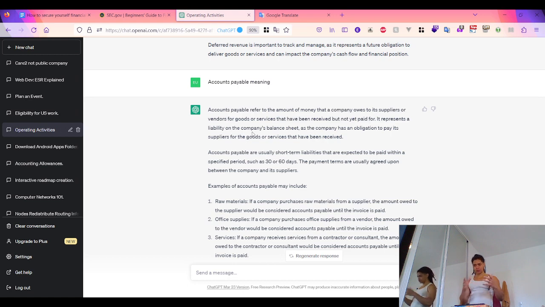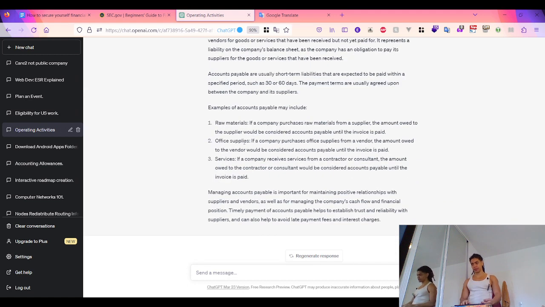And for example, you have these raw materials. If a company purchases raw material from a supplier, the amount owed to the supplier will be considered accounts payable until the invoice is paid. Office supply: if a company purchases office supply from a vendor, the amount owed to the vendor will be considered accounts payable until the invoice is paid.